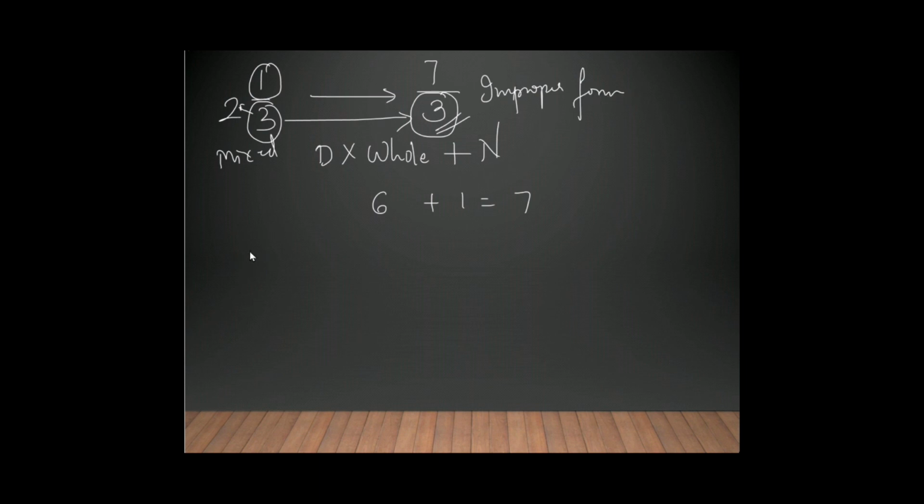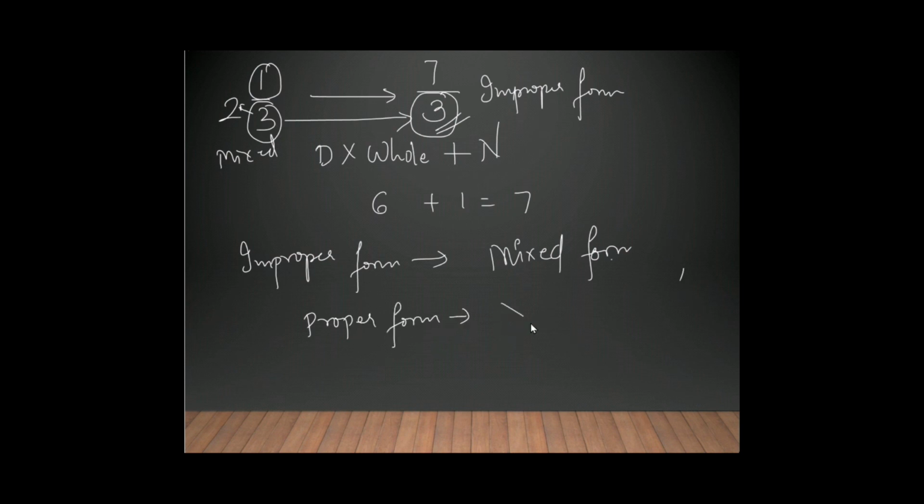So always remember, only improper fractions can be converted into mixed forms, because they are more than the denominator. That means they are more than the wholes, right? That's why they can be converted into mixed form. Proper fractions are already smaller than the denominator, smaller than the whole, so you can't convert them into mixed form. Only improper forms can be converted to mixed forms, and vice versa, mixed forms can be converted to improper forms. Okay, clear?